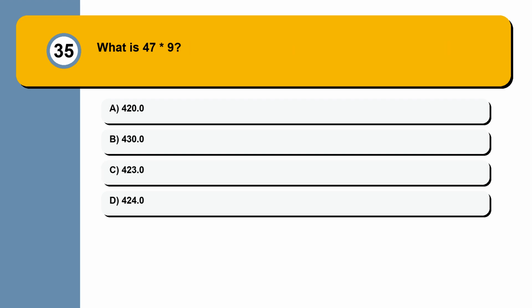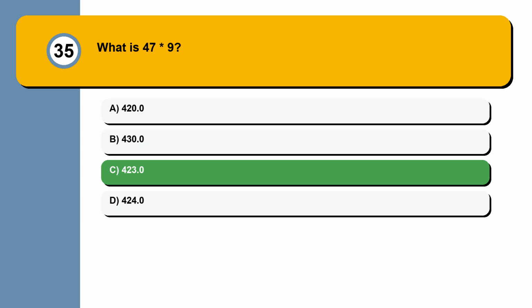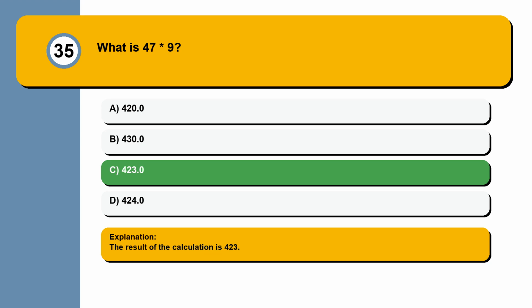Question 35. What is 47 * 9? 420.0, 430.0, 423.0, 424.0. The result of the calculation is 423.